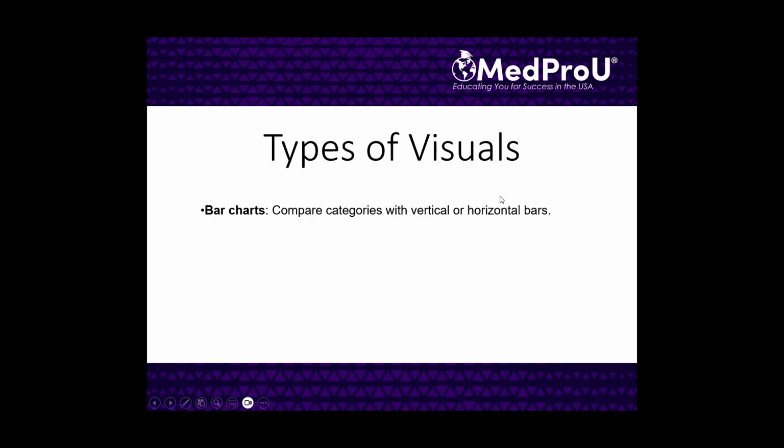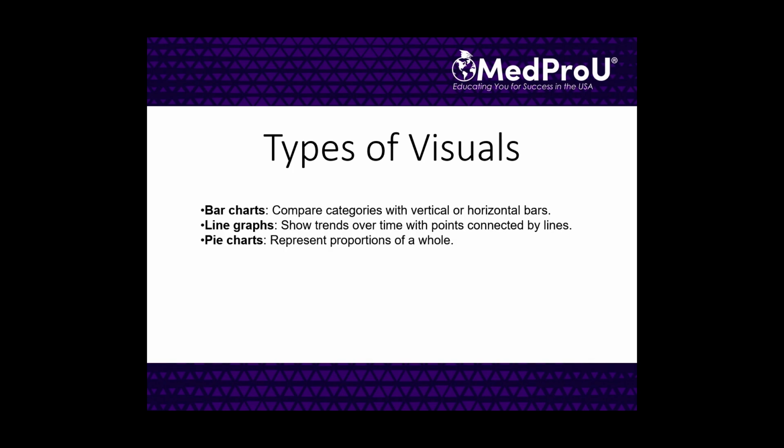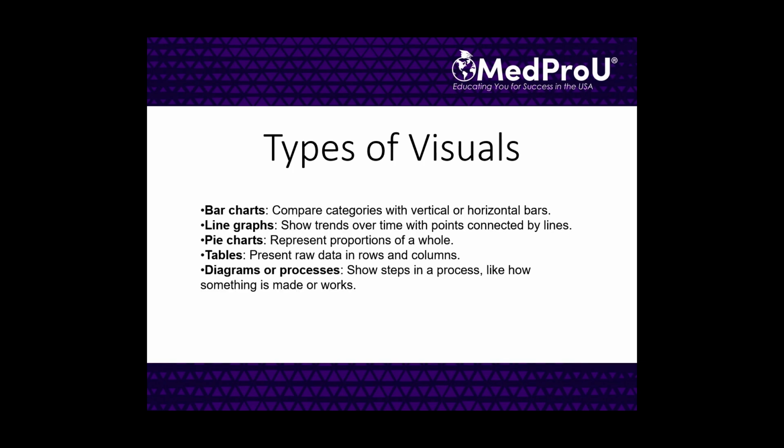Okay, so now there are different types of visuals. We have bar charts where you compare categories whether with vertical or horizontal bars. We also have line graphs. You have to identify the trends. Okay, we also have pie charts. This one represents portions of a whole. Okay, tables present raw data in rows and columns, diagrams or process. This one has steps or maybe how something is made, how something works, and lastly, maps.